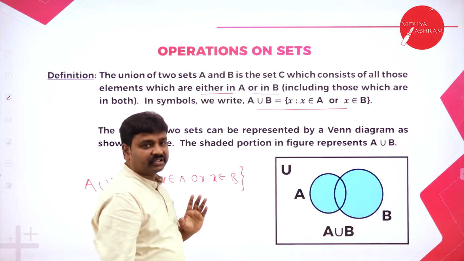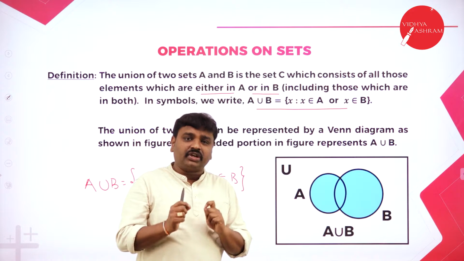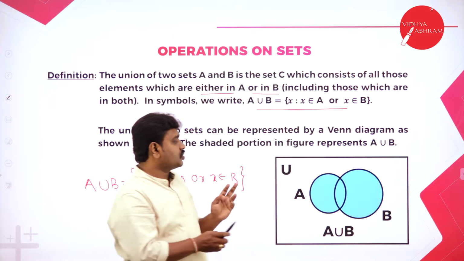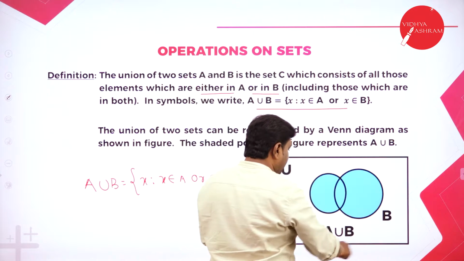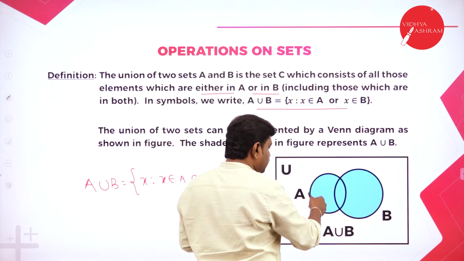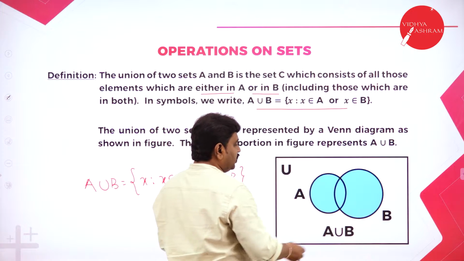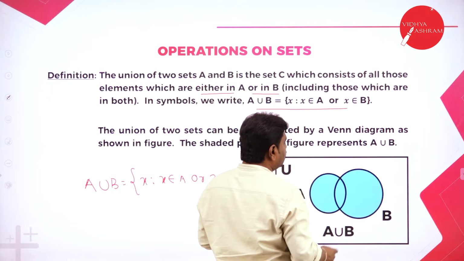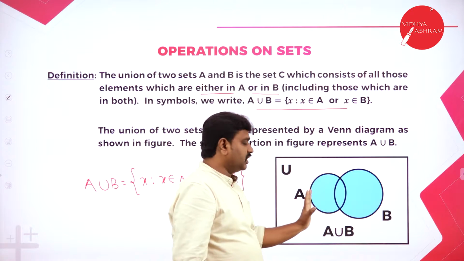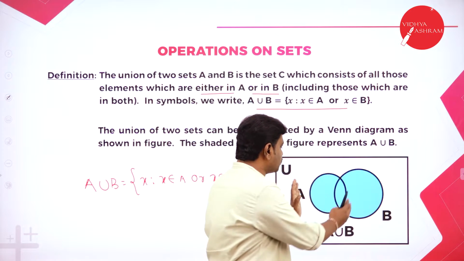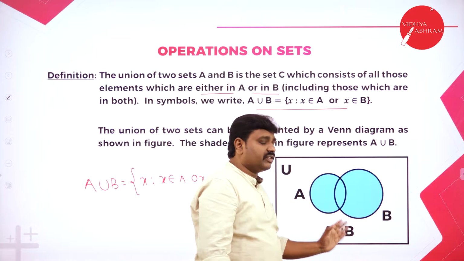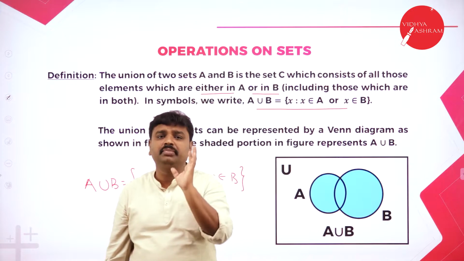And Venn diagram representation. Sets and set operations can be represented in a Venn diagram. The rectangle I have drawn represents the universal set. Set A is one set here, set B is the other set, and the shaded part represents A union B. I have shaded it in blue color. This is a Venn diagram representation of A union B.